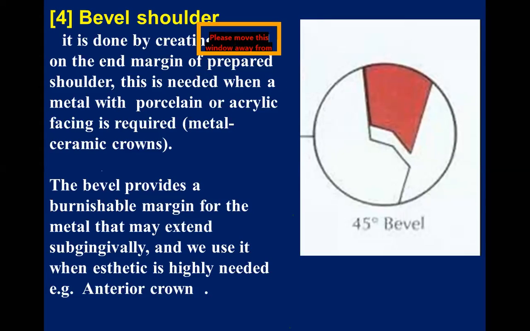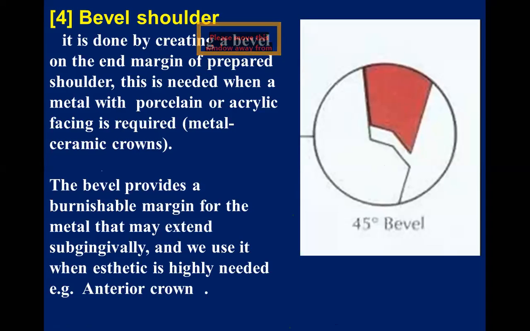Here we do the shoulder in the ordinary way with a sharp angle. The edge of this shoulder is 90 degrees with the tooth structure. And after we finish the preparation of the shoulder, we are going to do a bevel. What do we mean by a bevel? It is a 45-degree cut. This bevel will create a new finishing line. We call it the bevel shoulder or beveled shoulder.